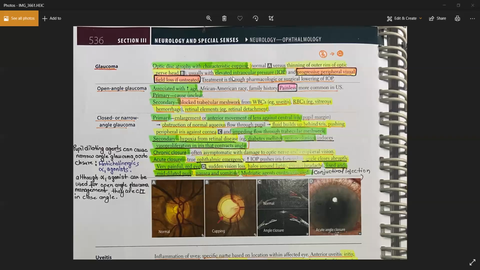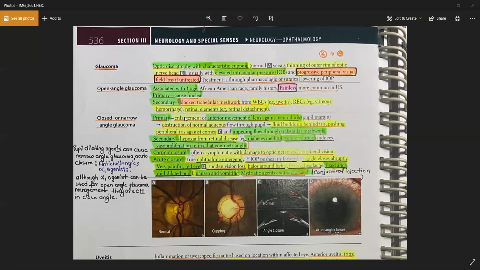You will check for the IOP, you will see the slightly elevated IOP. That's how you know the patient has open angle glaucoma. Then you have the closed or narrow angle glaucoma, in which the trabecular meshwork is absolutely normal. It's just that the angle between the iris and my cornea is decreasing, and as a result, the trabecular meshwork is closing. It can happen because of primary and secondary causes.